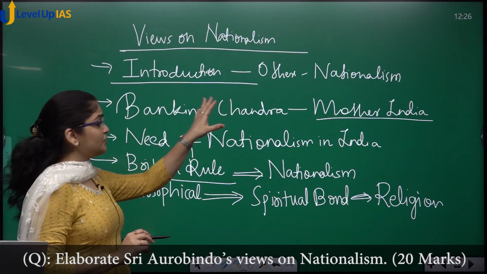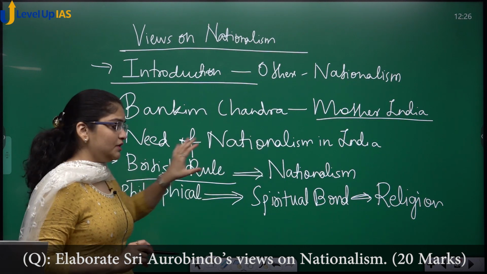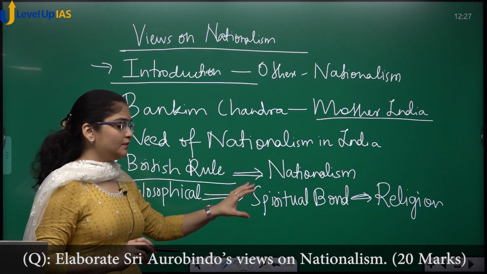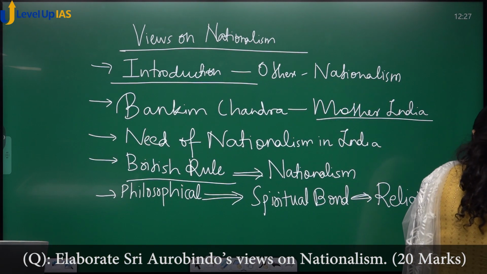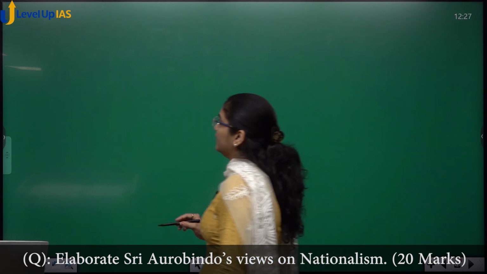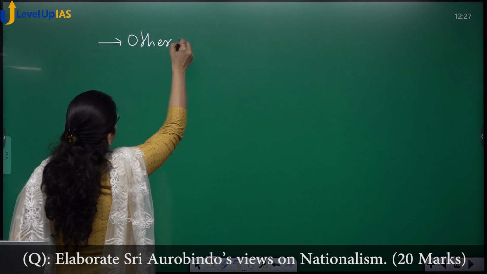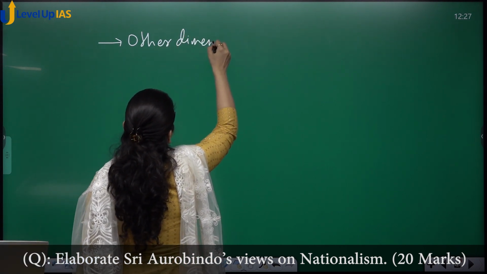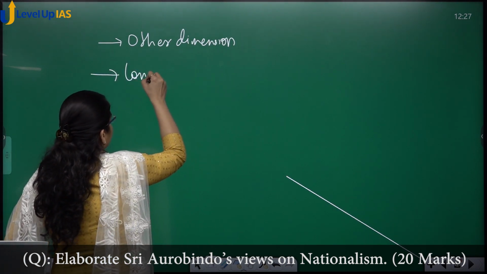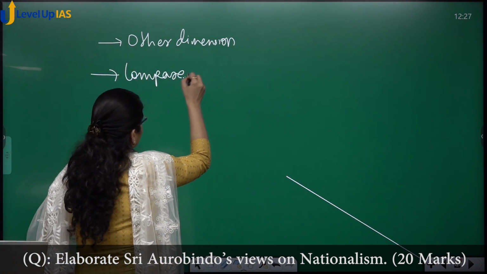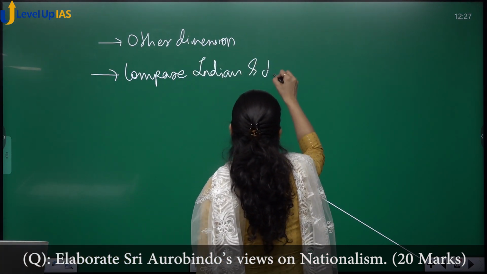So first the introduction, then views of Bankim Chandra's concept, what he adopted, what is the need of nationalism in India, what is the philosophical basis of nationalism, okay. Then other dimensions of nationalism he is talking of. Then compare Indian and European nationalism.